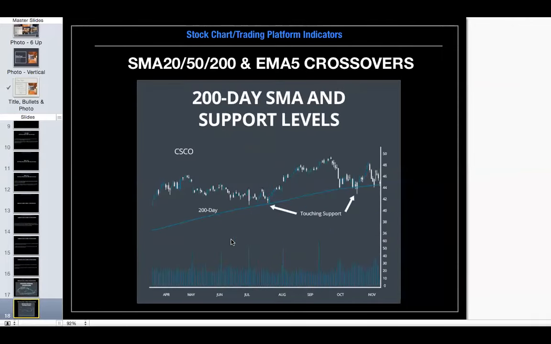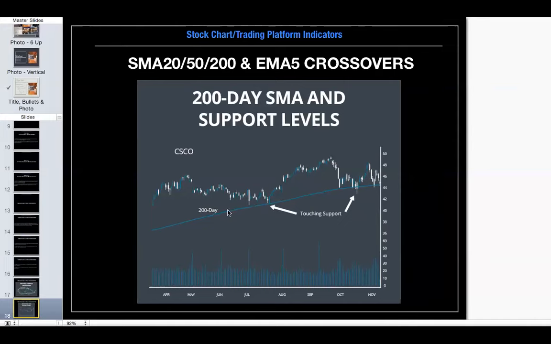Now with the 200-day, you can use the 200-day as a support level, right? This is Cisco, just over the 200-day. It's a couple days old, but I think Cisco's right around $48 or something right now.